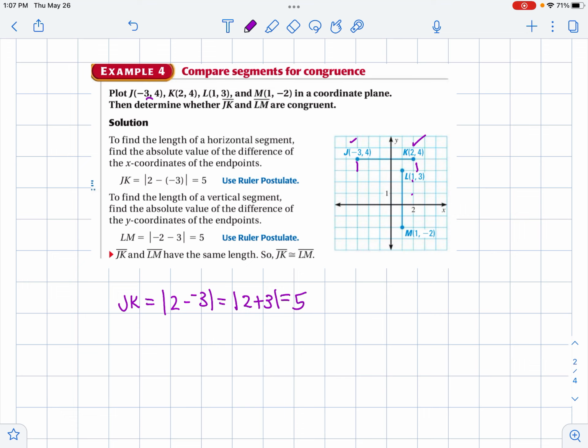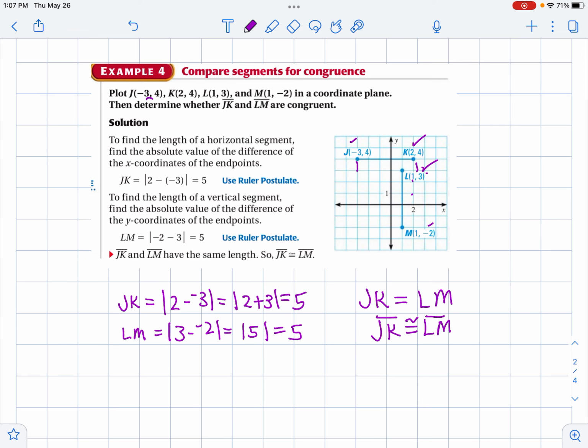Okay, good. Now let's look at LM. Let's see what the distance there is. So this time we're dealing with the y's. 3 minus a -2. And that equals the absolute value of 5, which is 5. Ooh, those are equal. JK does indeed equal LM. Therefore, JK as a segment is congruent to LM as a segment. There it goes. Yeah, that's it.